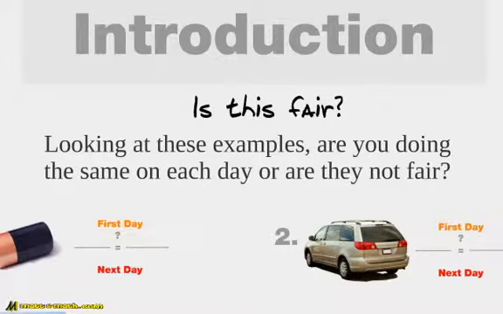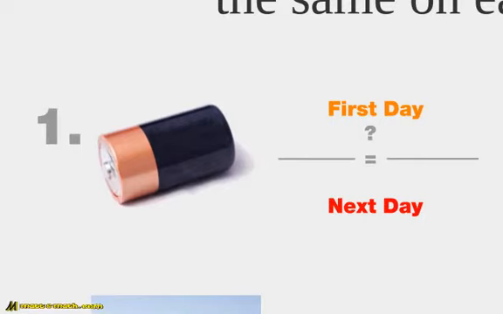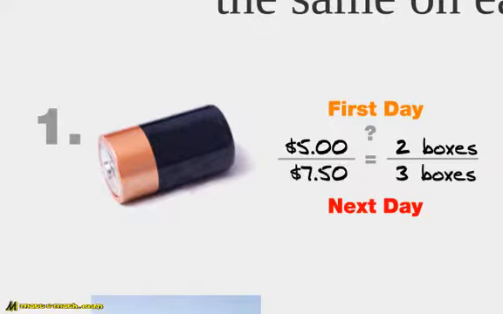All right, well, look at these examples. Are you doing the same on each day, or are they fair or not? So let's talk about it this way. Batteries. All right, first battery on the first day, you get 2 boxes for $5. On the next day, when you go back, you realize, hey, I need to buy some more batteries. It's 3 boxes for $7.50. Are those the same price? Are those fair?